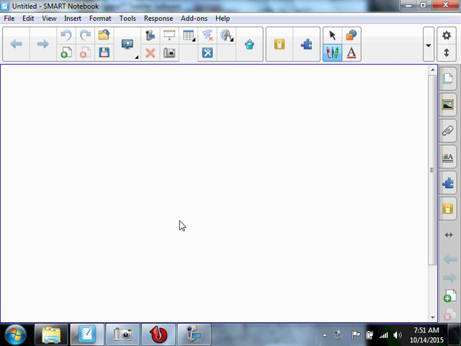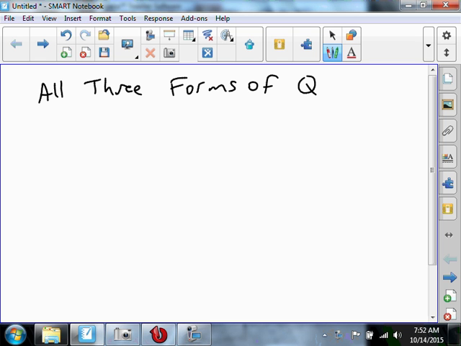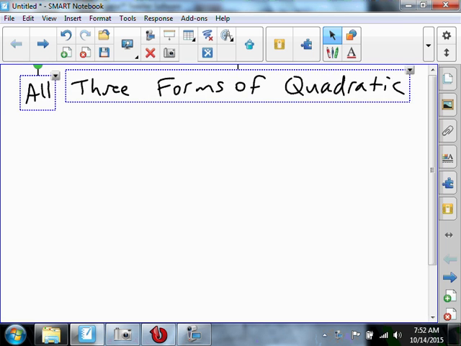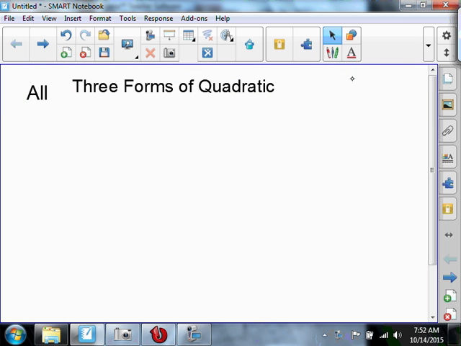Here we're talking about all, not the stain lifter, that's all, but all three forms of quadratic, I ran out of room. So not one, but two, there's three forms that I know of. And today we're going to look at all three of them. All three forms of a quadratic function, or of quadratic functions.